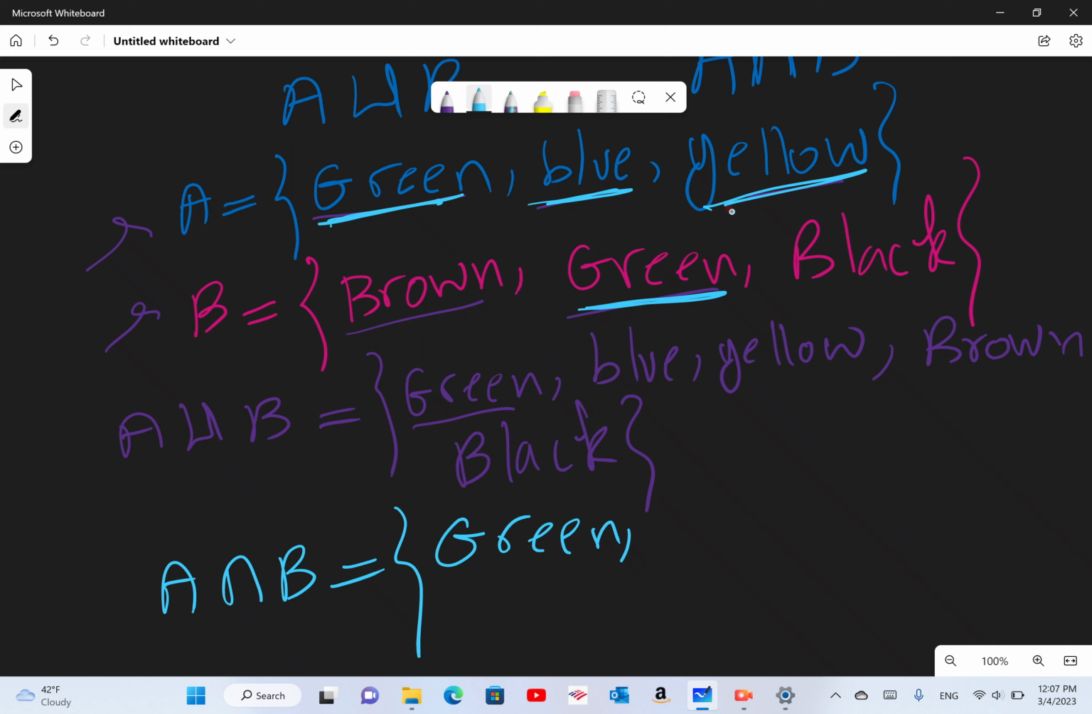What about yellow? Yellow is in A, but it's not in B, so we do not include it. Brown is in B, but it's not in A, so we do not include it. Green is a common element, but we already have it, so we do not repeat it. Black is an element of B, but it's not in A. So the only element in A intersection B is green. And that's how you find A intersection B.